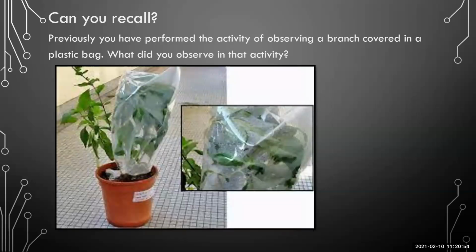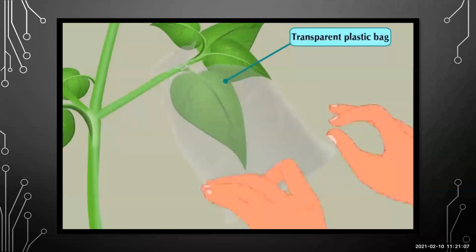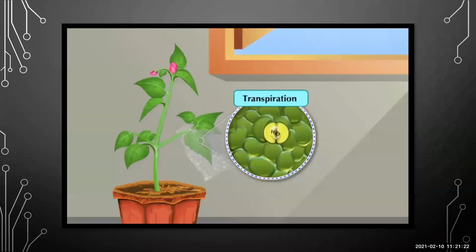Now, in today's lecture, we will discuss transpiration. Here, a bag has been tied to the branch of the plant, and after 5 to 6 hours we can see droplets of water. This is a small experiment where we can see how transpiration is carried out. A transparent plastic bag has been tied to the branch of the plant. After 5 to 6 hours, we can see droplets form inside the plastic bag due to transpiration, which is carried out by the stomatal opening.